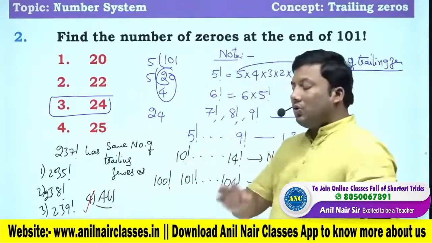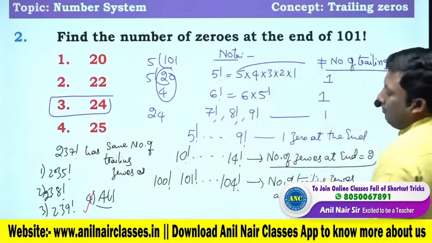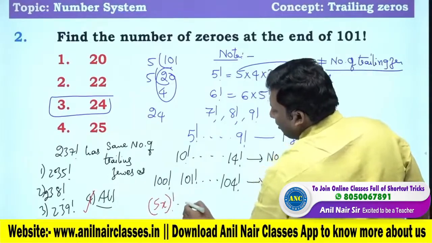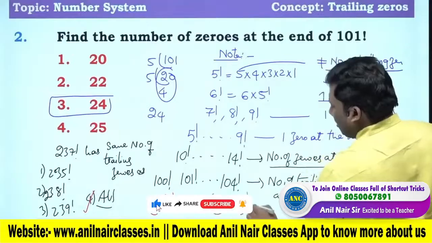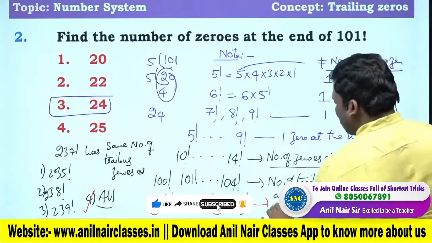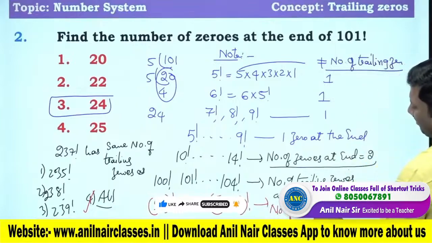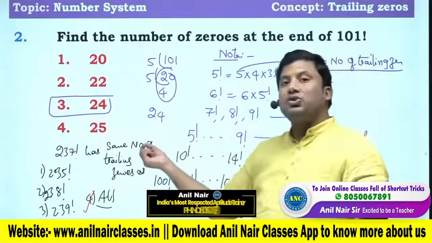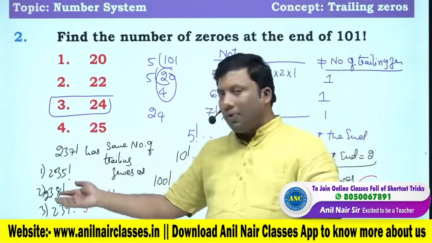Do not waste your time in doing the number of zeros for every number. So please write down: 5x factorial till 5x plus 4 factorial, the number of trailing zeros will be same. Very, very interesting key point. It will help us to eliminate a lot of calculation time. Otherwise, you will keep on doing it.